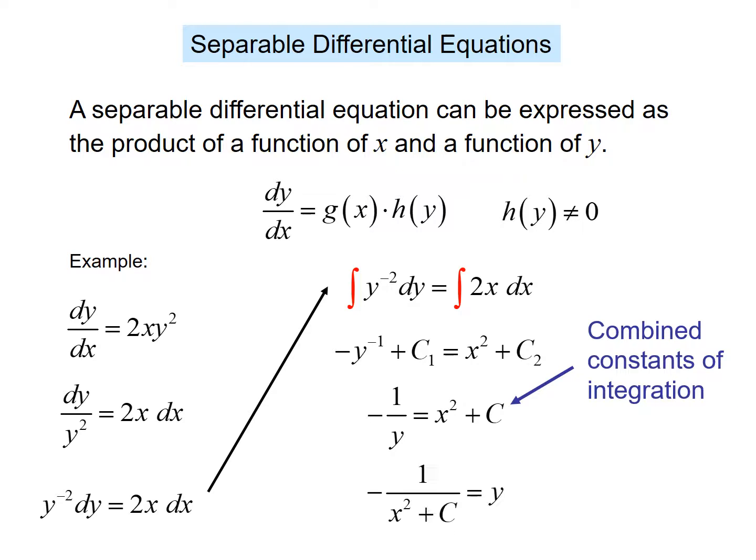We can solve this equation for y, so we get y equals 1 over x squared plus c. And notice the x squared plus c is all on the bottom of that fraction there, so our constant is no longer just hanging out at the very end, it's actually inside of the function.